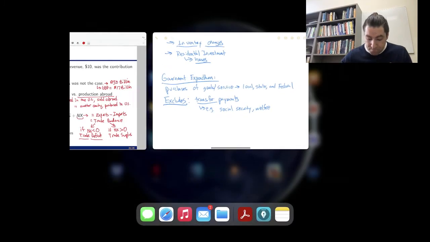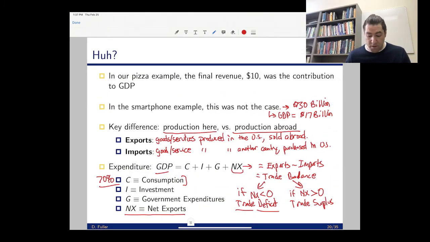Okay, so it's a pretty quick tutorial on what's included in the expenditure approach. And in my next little video, I have an example to walk through how we might use that information to calculate GDP.